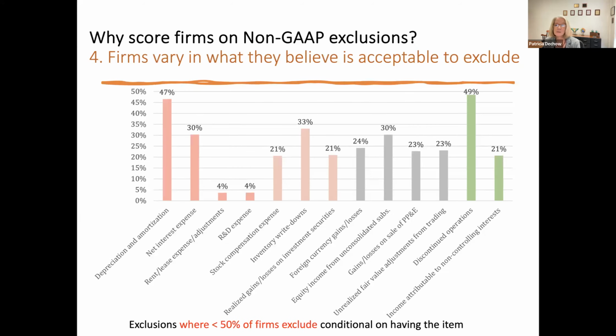On the other side, down at the bottom end, what do management tend not to exclude? So when you see it, it does look a little bit more unreasonable. Depreciation and amortization, about 47% of firms exclude that.